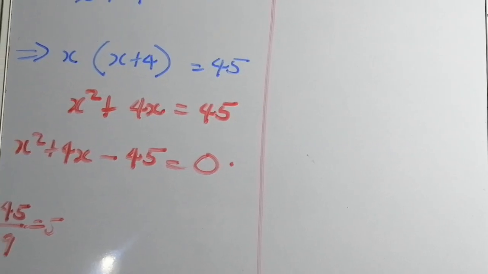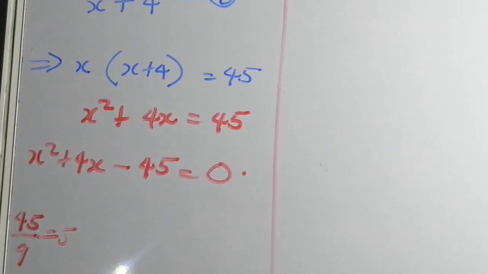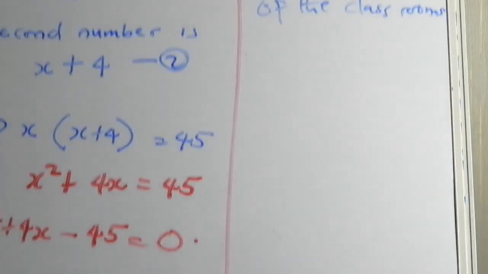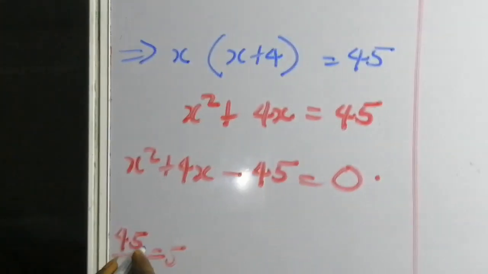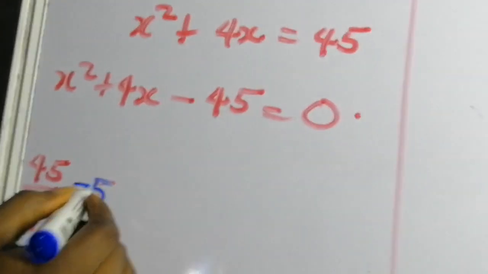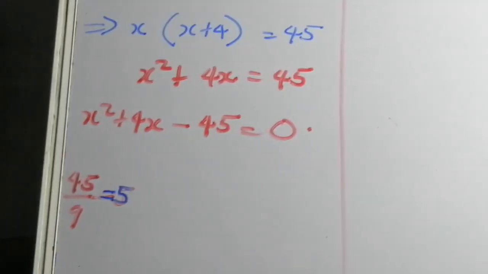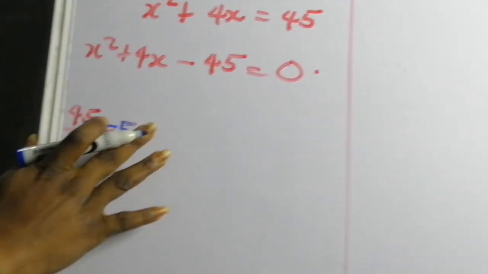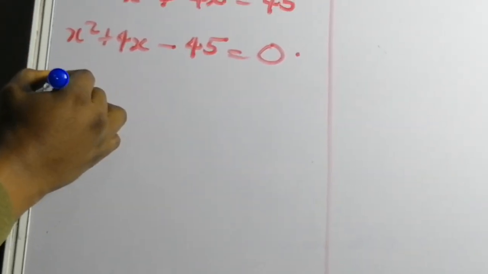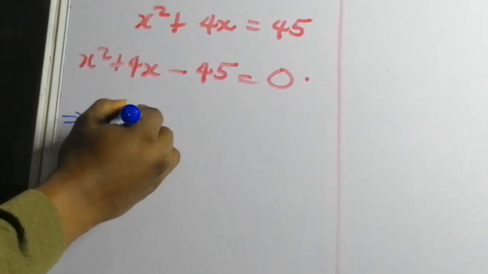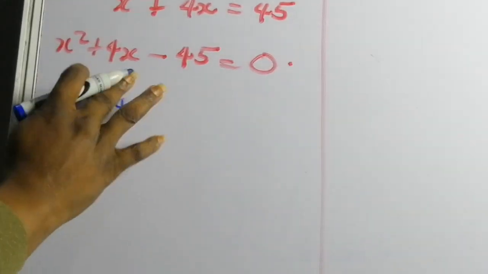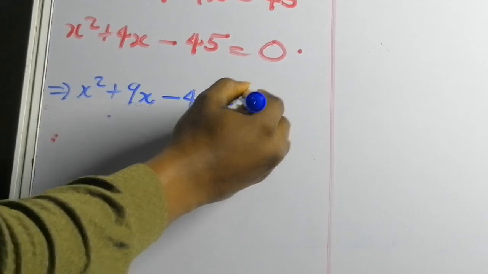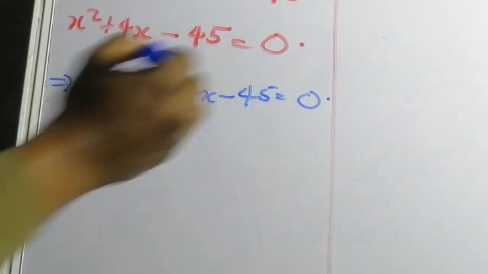Like the way I explained it in one of the parts. Please, if you've not gone through all the parts, go through them so that the other subsequent parts will be clearer. So it means 9 and 5 can give me 45, which implies that I can remove this, then I can now say that x squared plus 9x minus 5x minus 45 equals 0.